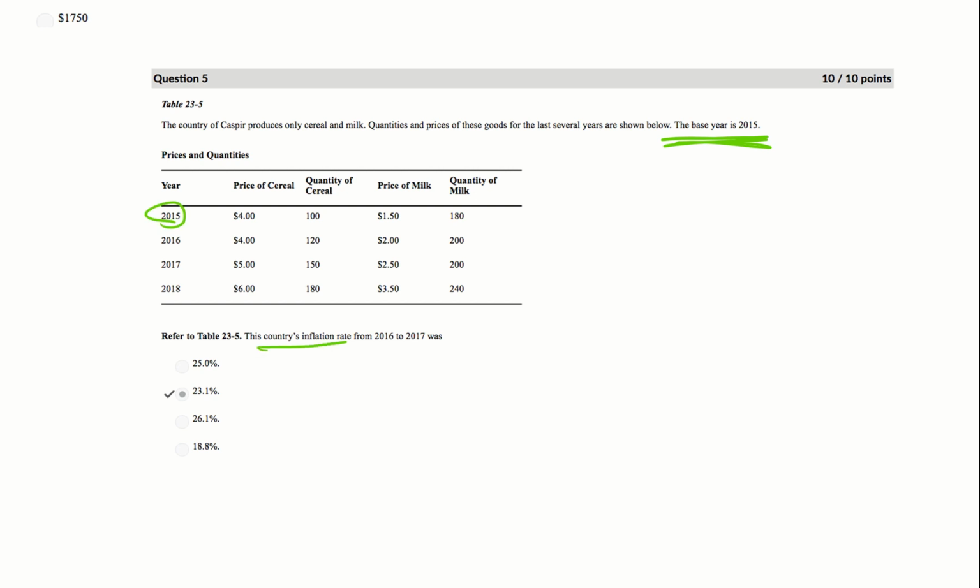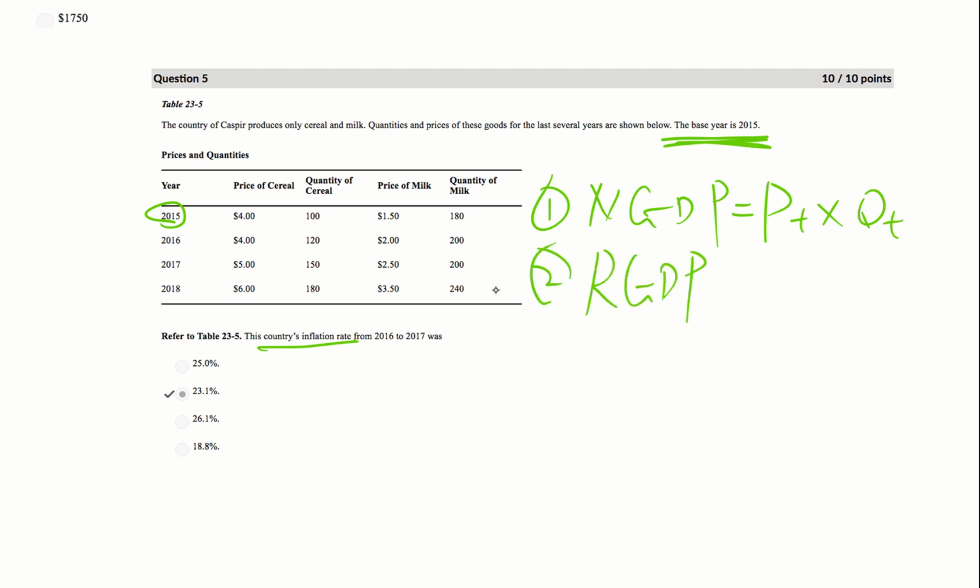So to find inflation, there are 4 steps. First thing you do, find the nominal GDP, which is the price of each year times the quantity of each year. Now, second step, you want to find out the real GDP. Now, real GDP is the price in your base year, that's supposed to be a B, times the quantity of every year.